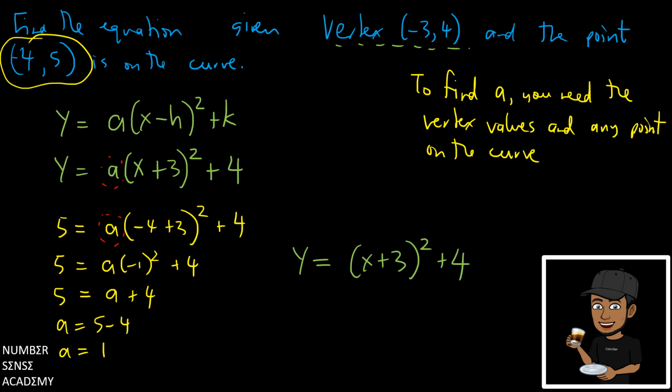Because really and truly, a could have been negative 1. And if there was a negative 1, then my equation would become y equals negative x plus 3 squared plus 4. And we know this sign changes the whole thing. It turns it upward. So you have to solve to make sure that you get a value for a so that it tells you not only the compression slash stretch factor, but it tells you if it's flipped along the x-axis as well. Okay.